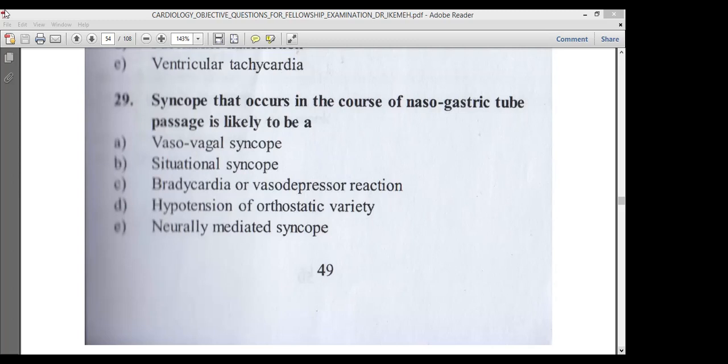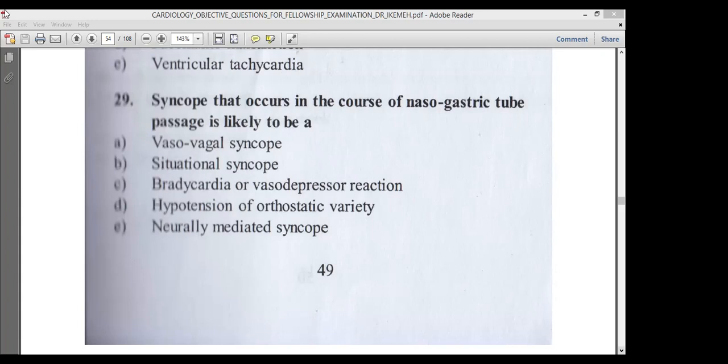Okay, because what happens in neurally mediated syncope is that there's a transient change in autonomic activity. They have this parasympathetic discharge with sympathetic inhibition. These autonomic changes will cause bradycardia and vasodilation, and reduce the sympathetic tone that usually causes vasoconstriction, reducing the vasoconstrictor tone. This is what is called the vasodepressor response.